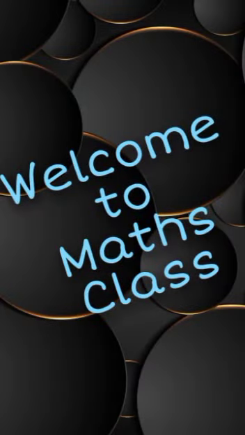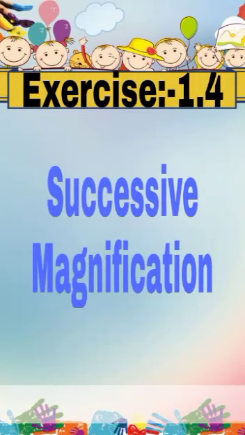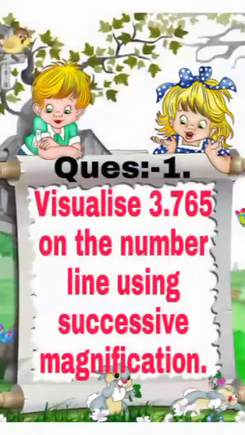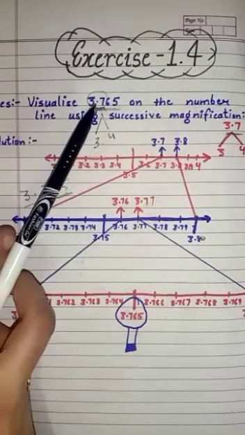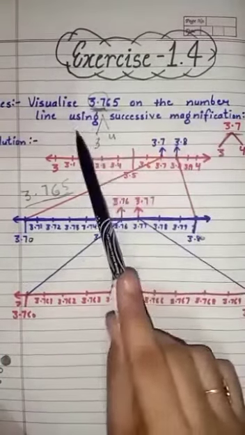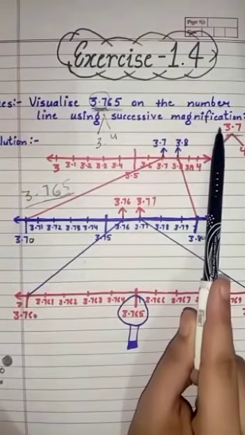Today we are going to start our exercise 1.4. Our first question is: visualize 3.765 on the number line using successive magnification. It means we have to represent 3.765 on the number line and we have to use the method of successive magnification. So dear, here is the solution. We have to present 3.765 on the number line using successive magnification.